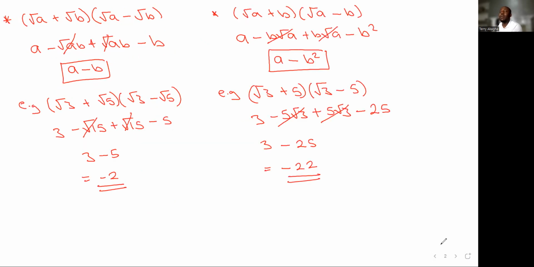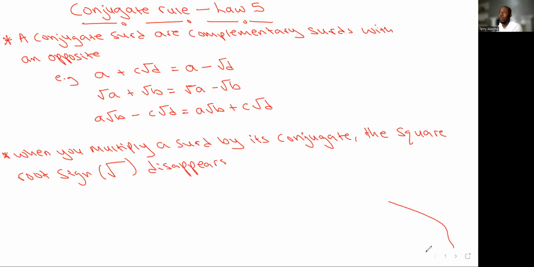All right, so this is very important because when we get to rationalizing the denominator, we're going to be using the conjugates to multiply. And like I said, a conjugate surd is a complementary surd with an opposite sign. All right, so here the sign is opposite. Thank you very much, and I'm going to see you in the next video, and we're going to talk about rationalizing a denominator.